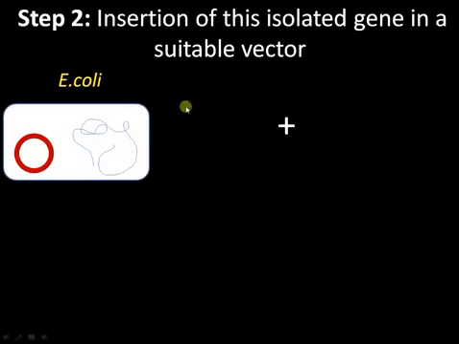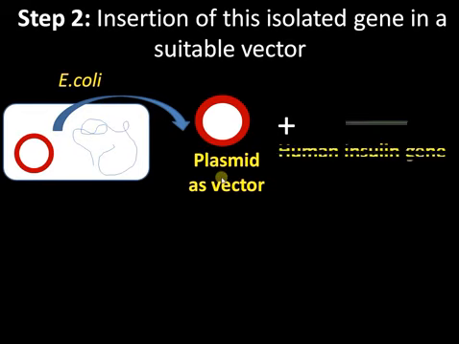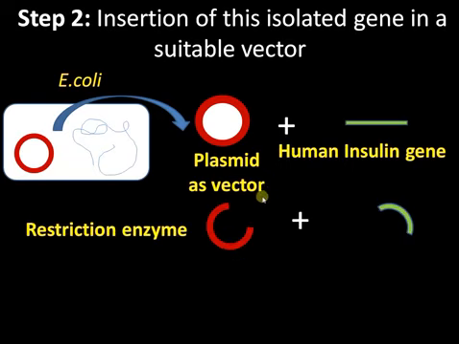So most often here we are taking plasmid as our vector. Plasmid is extrachromosomal DNA that is present in bacteria. This is an E. coli bacterium. I have isolated a plasmid from the E. coli bacterium. This is a plasmid vector. This is our gene of interest, that is the human insulin gene. So first of all, we need to make a cut in the vector using a restriction enzyme. Restriction enzymes are enzymes that are capable of making internal cuts at specific sites in a DNA molecule.